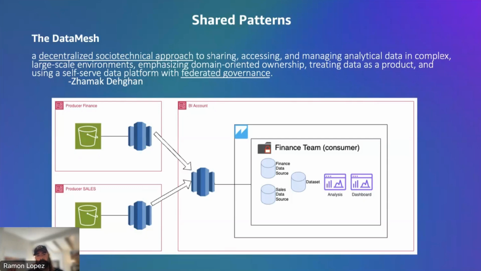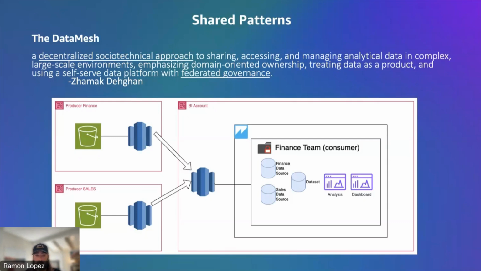Now, within one centralized BI account, within that one restricted folder that the finance team has, they might have some data sources that are from the producer finance. They might also have some data sources from sales. With the Redshift data sharing and creating data sources to each one of those, they're able to join that data together in a cohesive data set, build an analysis, and build out a dashboard. That's going to take into account the data being shared from different groups within the organization via their data mesh.